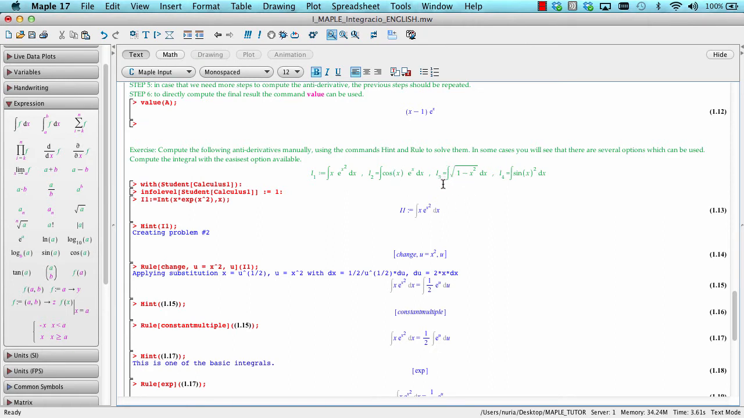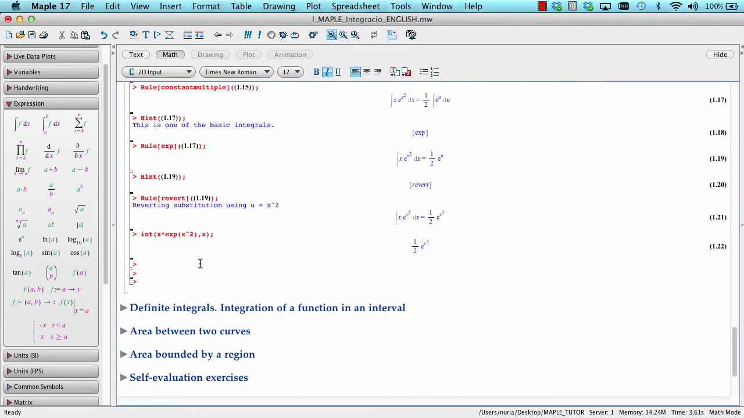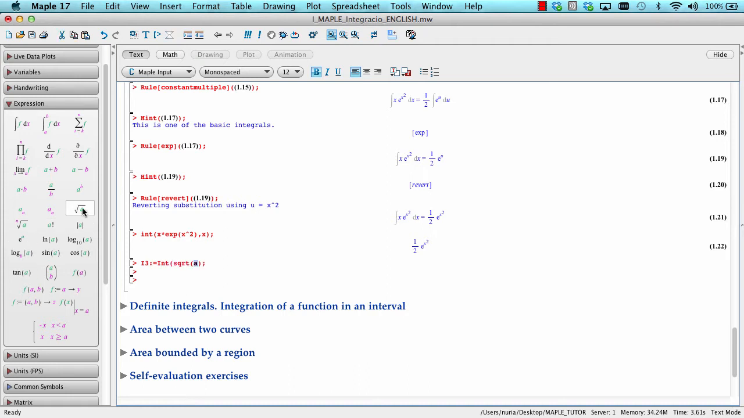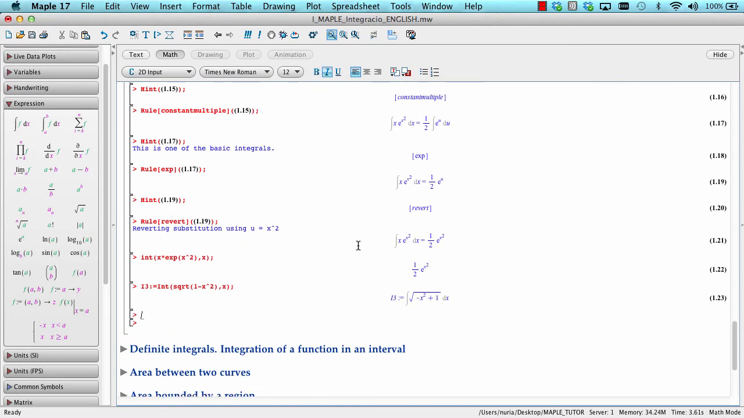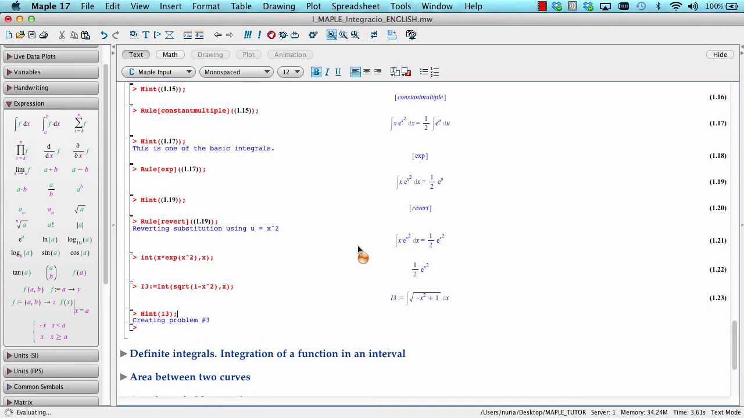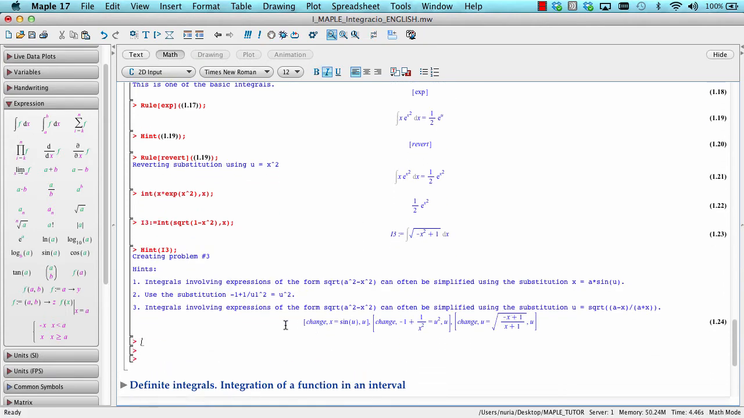Let's go to I3, square root of 1 minus x squared. So we start by defining A3, like the integral of the square root, if you don't remember you can use this, of 1 minus x squared, I believe. Let's check, square root of 1 minus x squared. And now let's see, I don't know how to do this integral, so I ask Maple, getting help. And here Maple tells us 3 different ways of getting the final result.